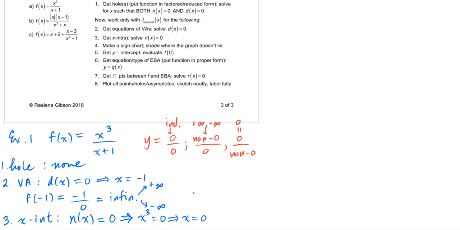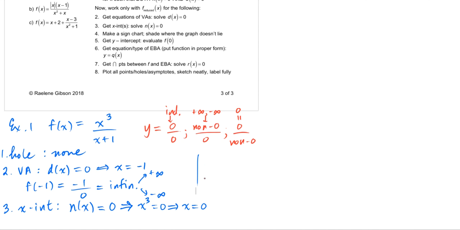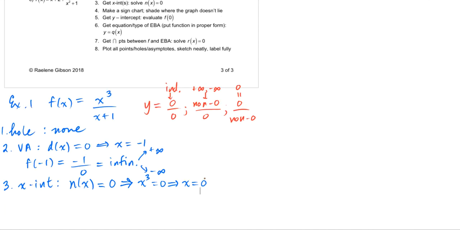It's a triple root, so it's going to have a behavior like a cubic function. It's going to flatten out at the x-intercept. Now once we have these pieces of information from steps 2 and 3, the vertical asymptote and the x-intercept, we are prepared to make our sign chart.